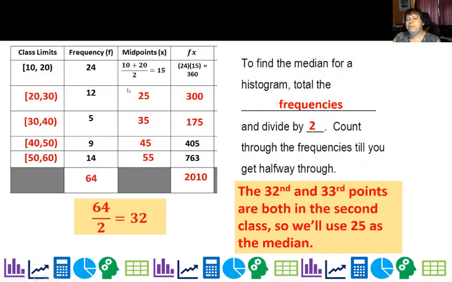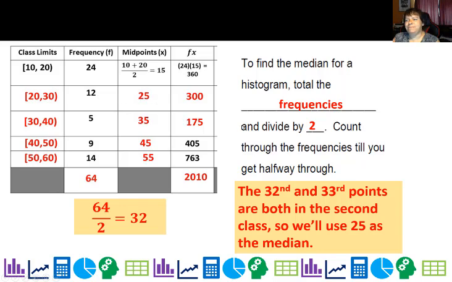So if I'm counting through, this has points 1 through 24 if I put them in order. And then this is going to have points 25 to 36. Well, I know both the 32nd and the 33rd point are in here. And I don't know where exactly it is, so we'll just use the midpoint and say the median is around 25.